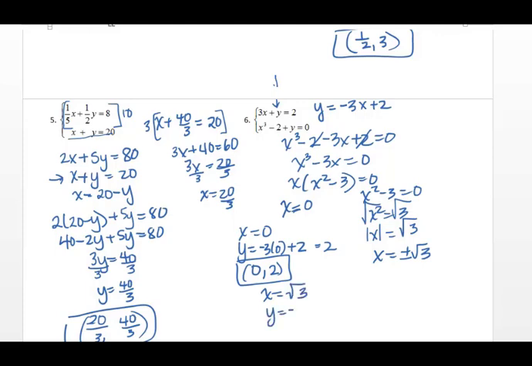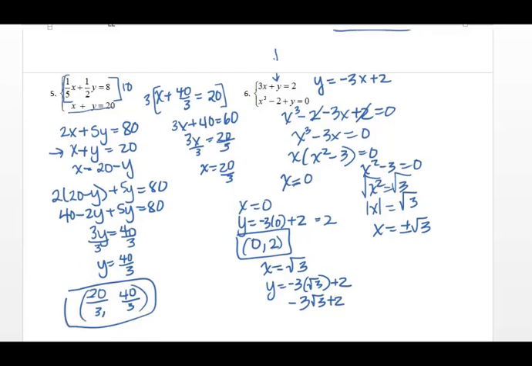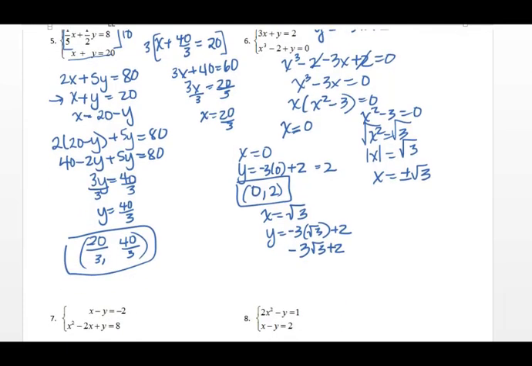Now, to do the second solution, let's use x as positive square root of 3. That means y is negative 3 times the square root of 3 plus 2, which gives me negative 3 square roots of 3 plus 2. There's not a whole lot more I can do with that, so don't worry about refining that too much. But that makes my solution point the square root of 3, negative 3 square roots of 3 plus 2. All of that business is the y coordinate.